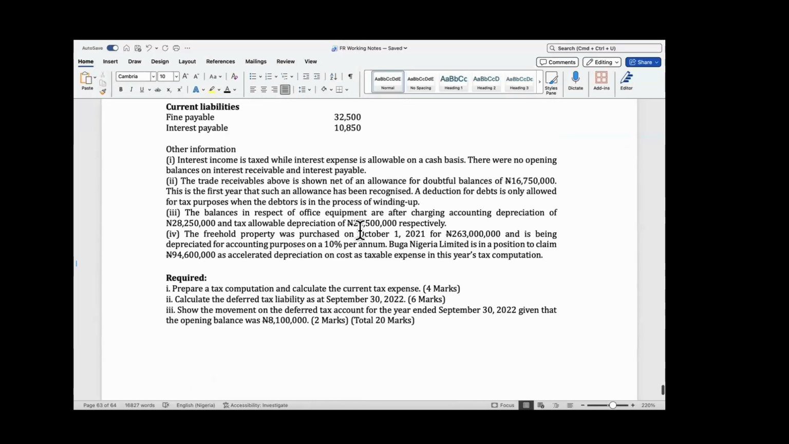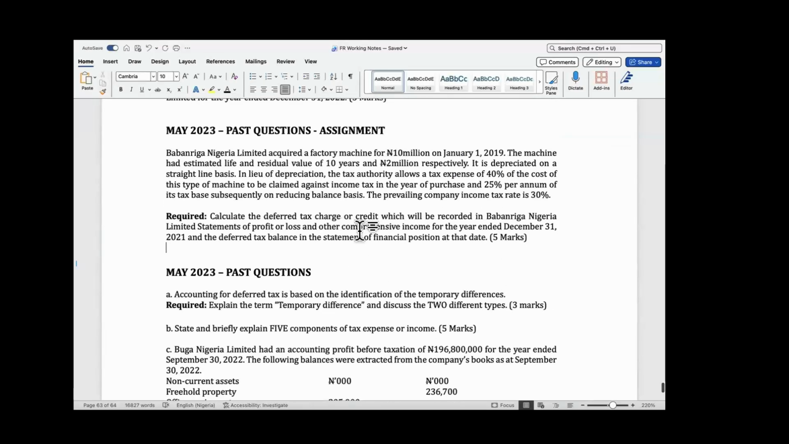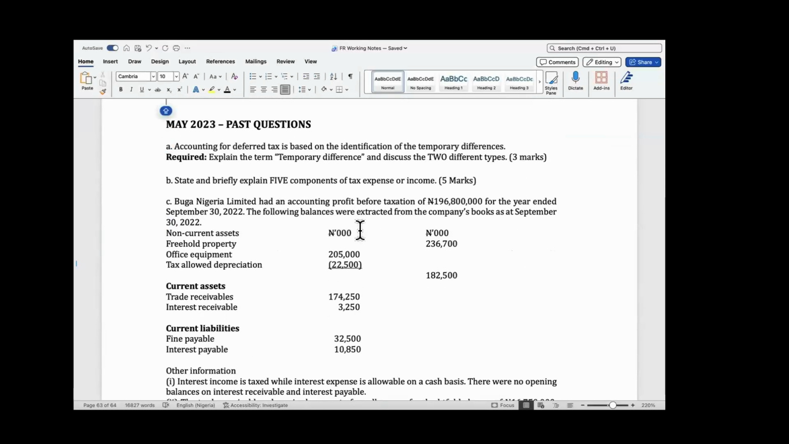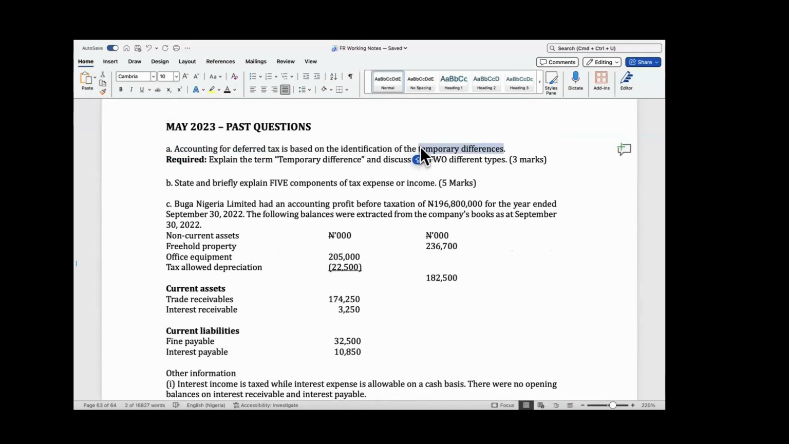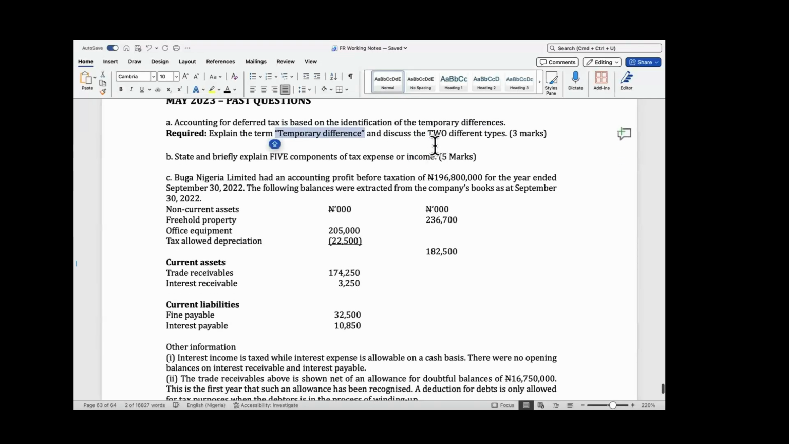Okay, I think this is a little different. So let's look at this as our final question. This one says that accounting for deferred tax is based on identification of temporary differences. I mean, that cannot be overemphasized. I've already established that with you guys. It's all about temporary difference. We're now asked to explain the term temporary difference and discuss the two different types of temporary difference.